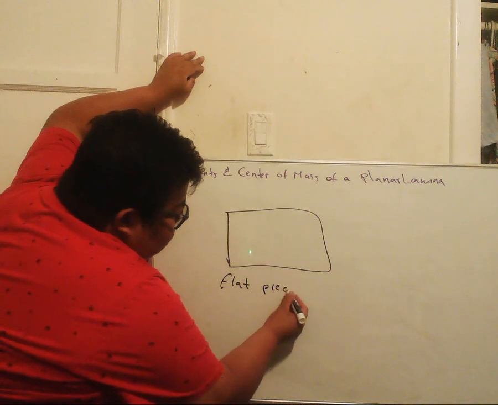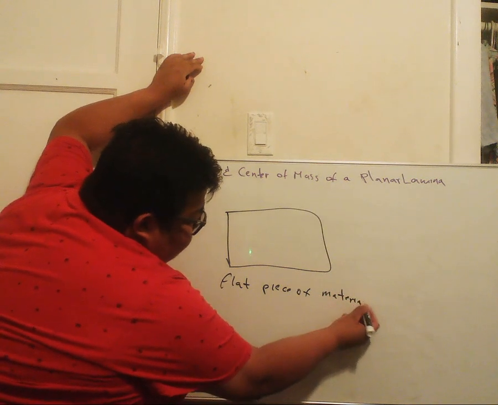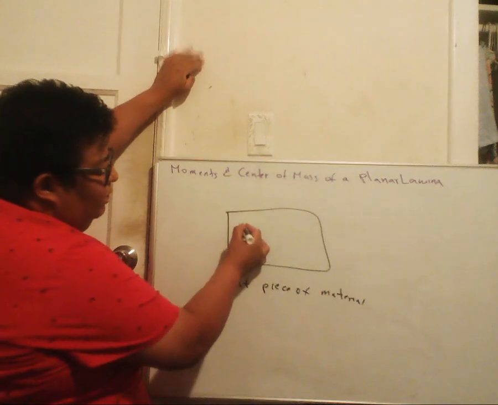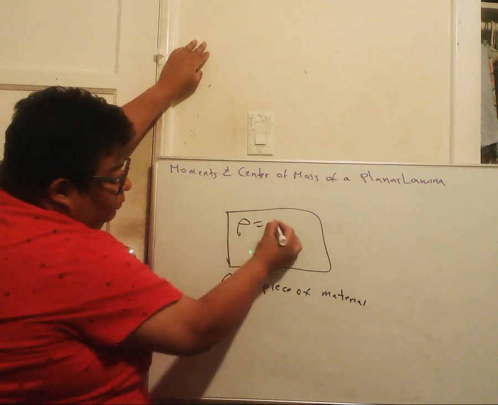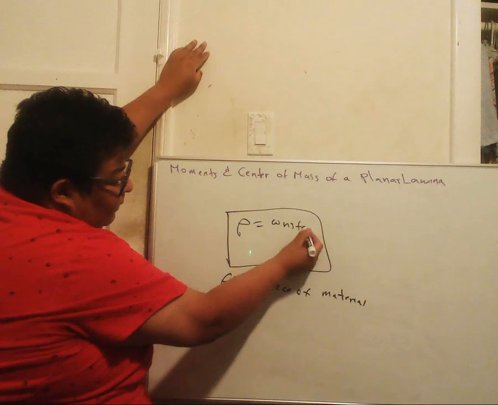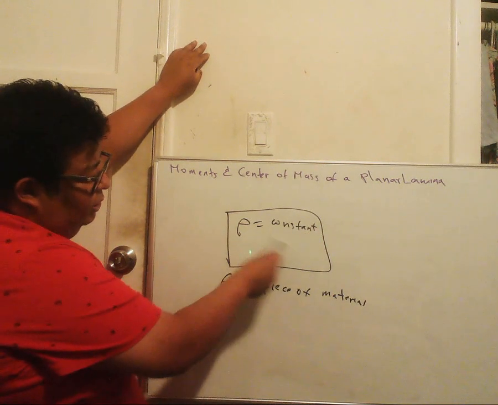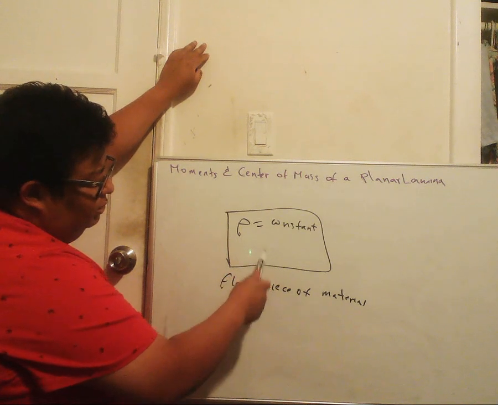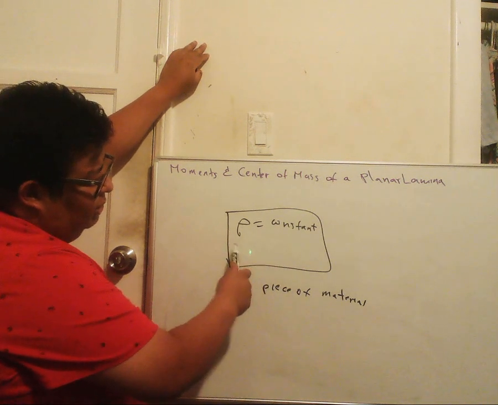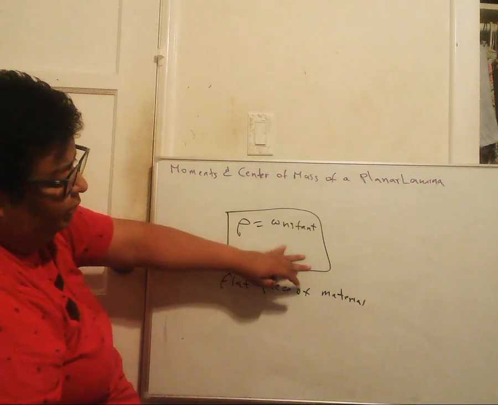piece of material, and the density, we call it rho, is constant. And as we know, when we say constant, that means that the mass is equally distributed. If the density is constant, that means that the mass is equally distributed, so per area.